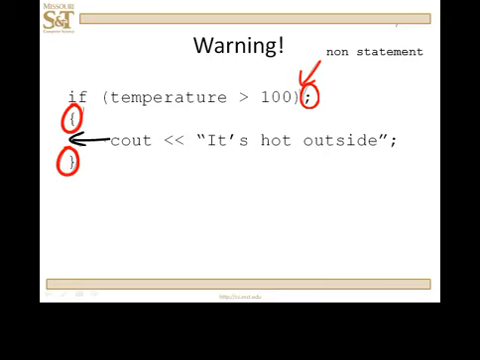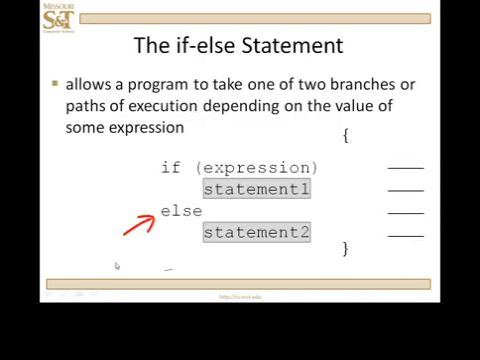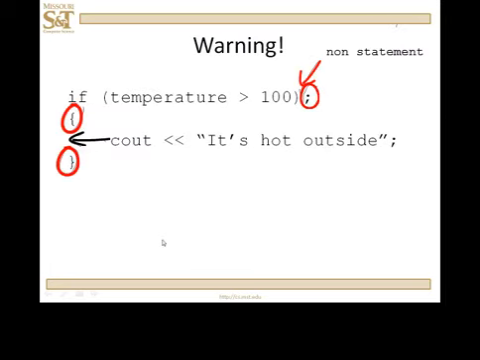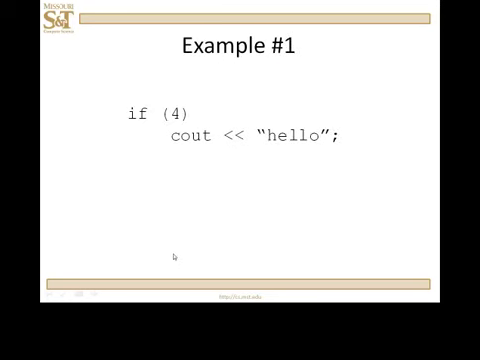Now there's something I failed to say that might make this clearer. The else is optional. You do not have to have an else statement. You can have just an if. So that's what the case is here. Okay, example 1. If 4, cout hello. How is this going to be executed? Well, 4 is an expression. It evaluates to either true or false or a number, and in this case a number that's non-zero. If it's non-zero, then it's true.